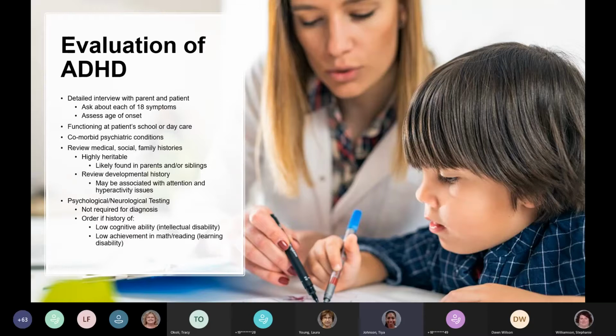But overall, ADHD is a clinical diagnosis, and you do not need psychological testing to confirm that diagnosis. Now, sometimes parents may want that psychological testing because they don't agree that that's the diagnosis or whatever, and that's fine. You can get those results and share those results with the family, but overall you don't need psychological or neuropsychological testing to diagnose ADHD.